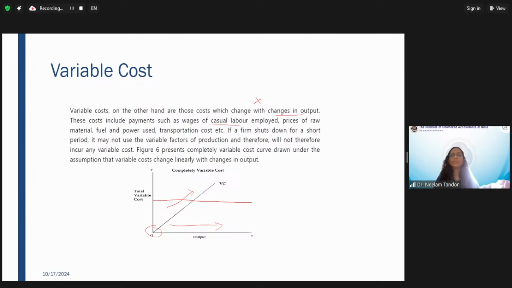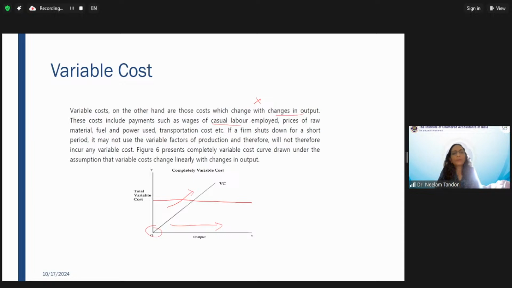Okay. So if a firm shuts down for a short period of time, then in that case, they will not be using its raw material or the basic variable cost, but the fixed cost will always be there. Okay. So this is a complete variable cost. That means zero output, zero cost. That's a complete variable cost, which you can see here. From zero level of output, we have zero cost. And as the production increases, the variable cost increases.